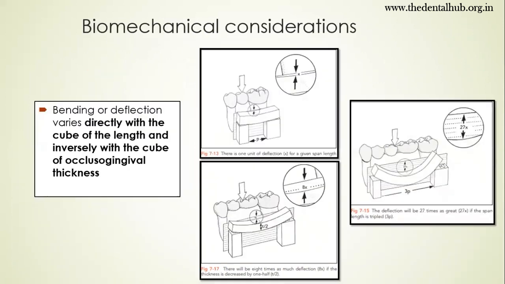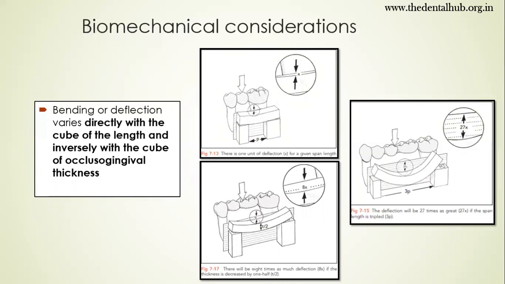Now, if we combine physics and biology together, we get biomechanical considerations. There's a simple thing: flexure, bending or deflection varies directly with the cube of the length and inversely with the cube of the occlusogingival thickness. If this image is 1 unit of deflection, and we increase the length of our FPD by 3 times, the flexibility will increase by 27 times, the cube. And if we decrease the occlusogingival thickness, again the flexibility will increase by 8 times.